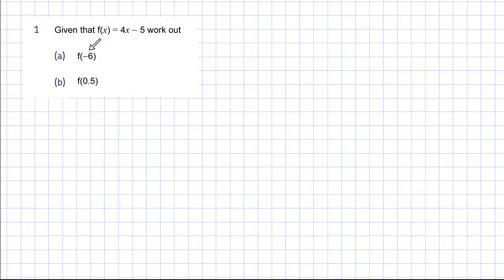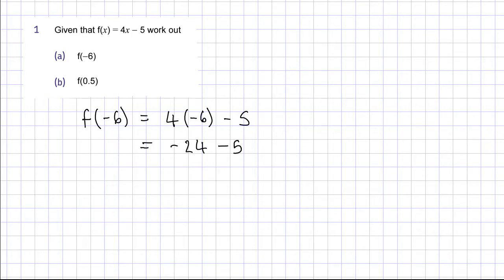So when I have minus 6 and I substitute it here, I will get an output. So when my input is x, my output is actually 4x minus 5. So let's try it with the minus 6. So I have f(-6) is equal to 4 times (-6) minus 5. Now notice how I've replaced the x in a bracket. So I put the minus 6 in a bracket. This is a good habit to get into. So 4 times minus 6 is minus 24. Take away 5, and that gives me minus 29.